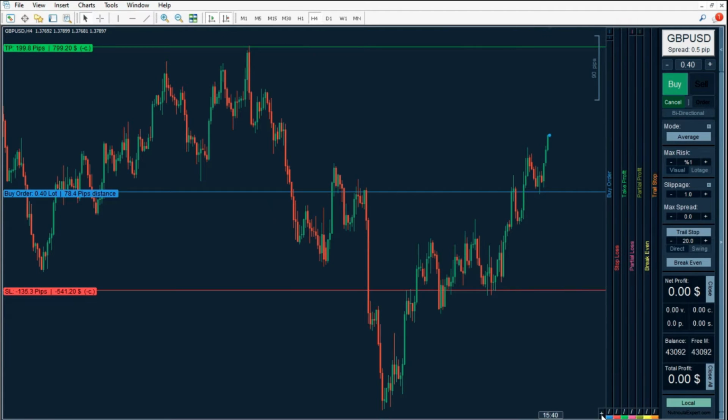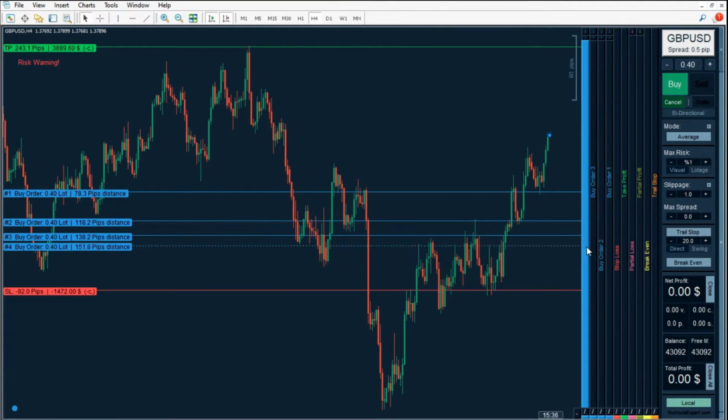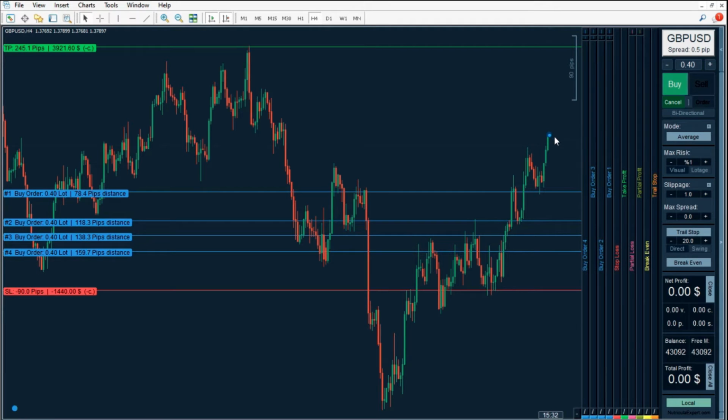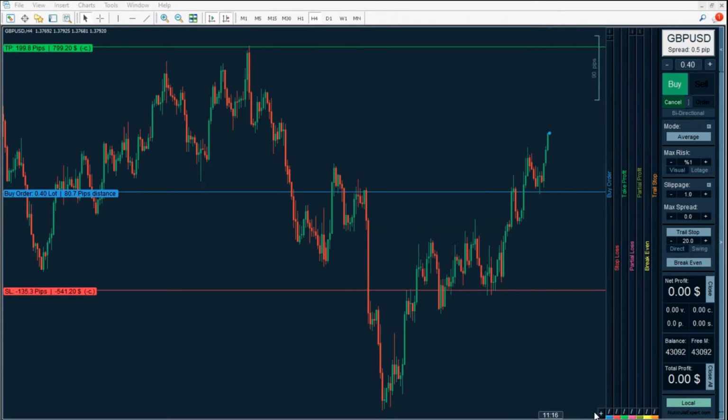Also, with the help of this button, we can add second, third, and fourth orders, and for example, add orders here and here and here. This way, the lower the price, the larger our position volume becomes. Now, for the sake of simplicity, we remove these extra orders and move on to the functionality of other Nutricula bars.